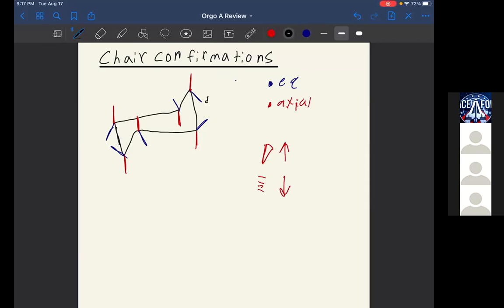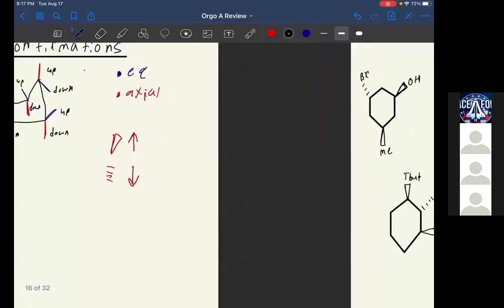And this is down, this is up, this is down, this is up, this is down, this is up, this is down, this is up, this is down, this is up, and then up, down. And that's the chair conformation. And then the next couple problems show how to actually translate a cyclohexane into a chair, which I'll then show you how to utilize.